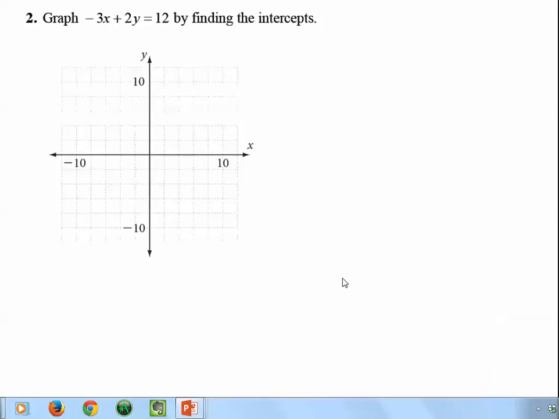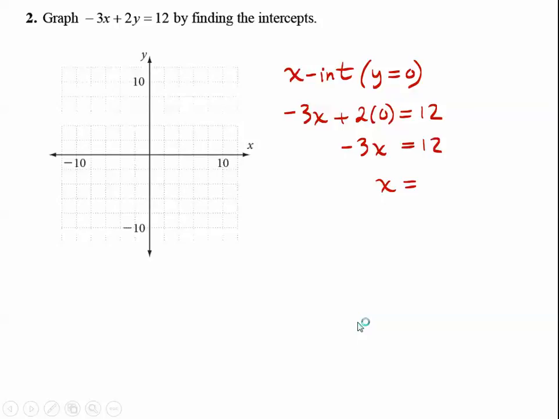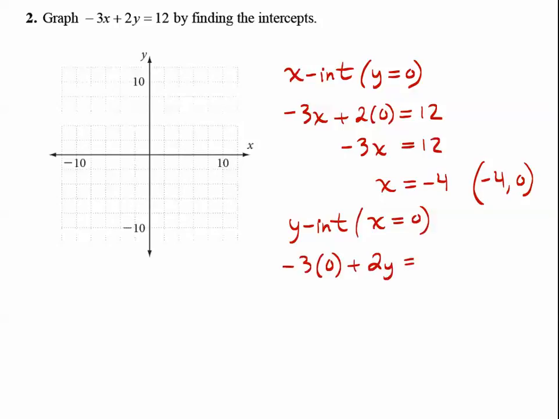Let's go for it here. Plugging in the 0 for the y value should give you a -4 for the x. So there's my coordinate, -4, 0, should we be graphing? Going the other way, plug in a 0 for the x value, gives you 2y is equal to 12, or y equals 6, and there's my other coordinate.